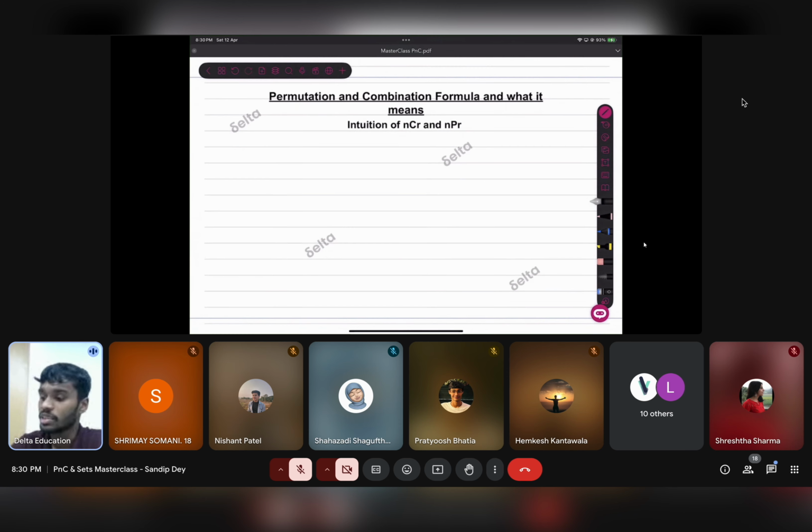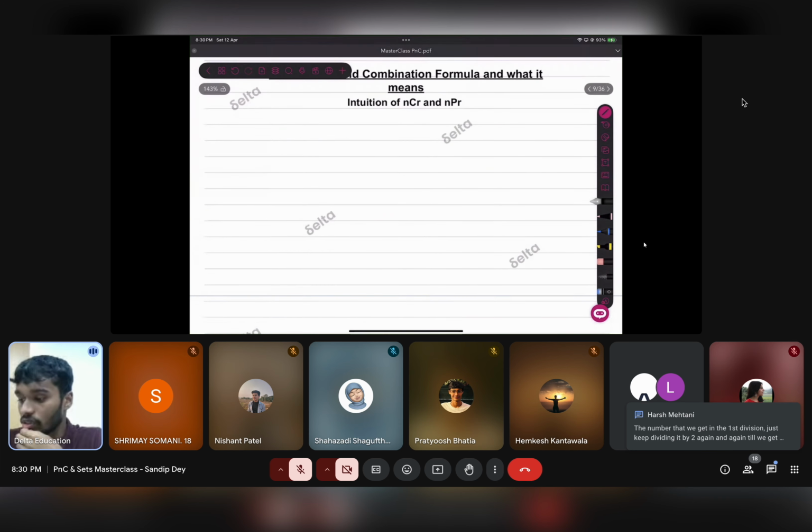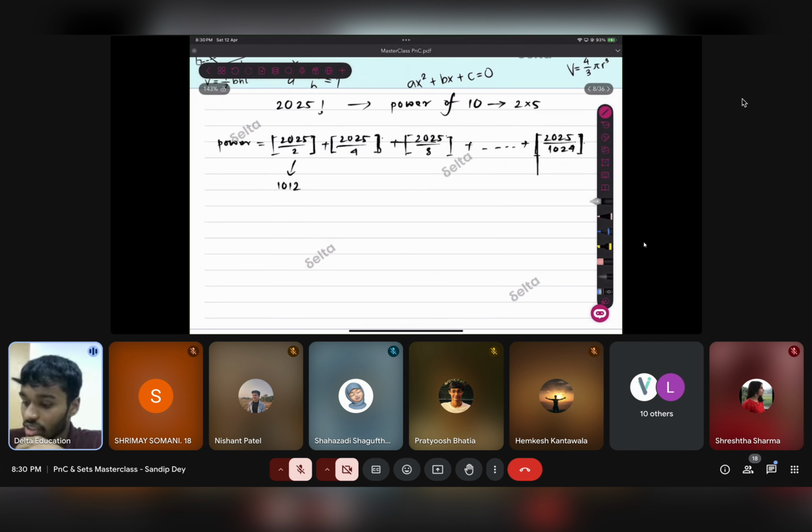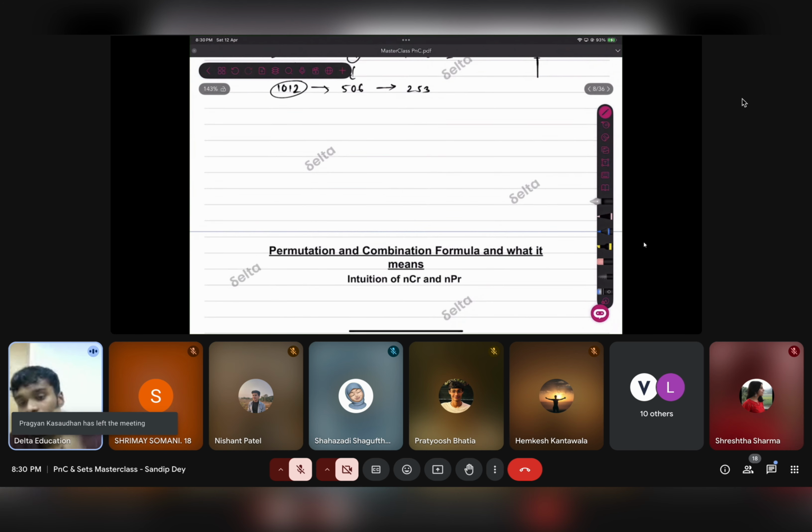Take the number that we get in the first division and just keep dividing it by 2 again. Yeah, you can also do that, and that is a very good intuition you have come to. I am getting 1012, and because I am just dividing the previous answer by 2 only, I can just divide it by 2 and get the answer as 506, then 253. So again, you can do it in any way. If you find that you can save time, go for it.